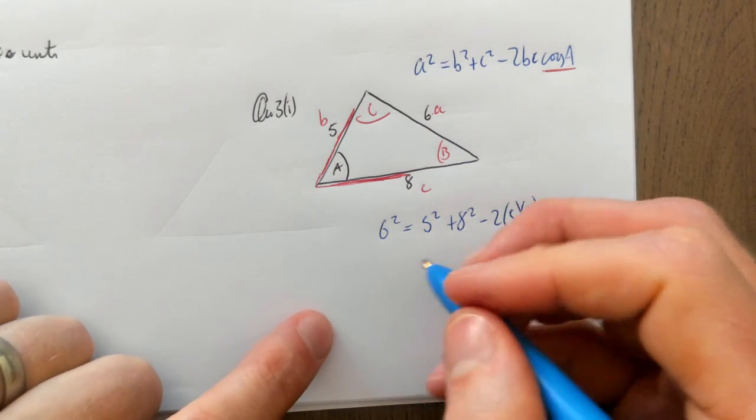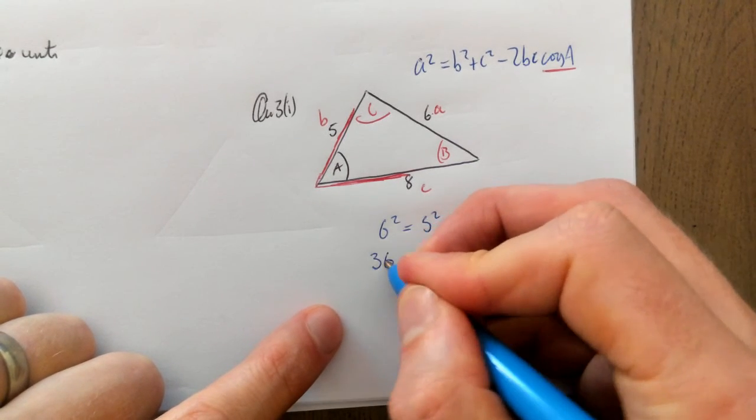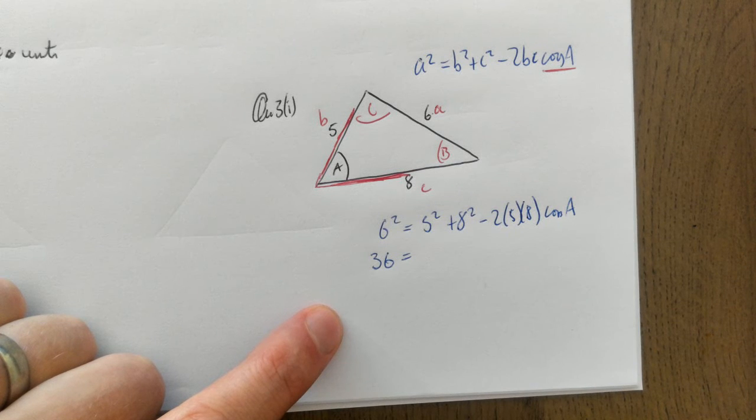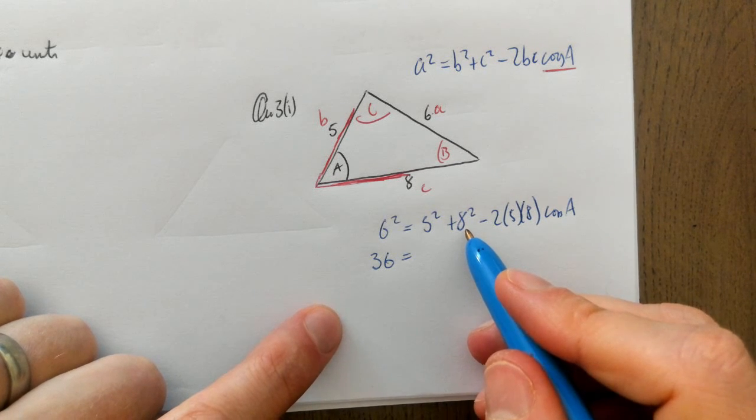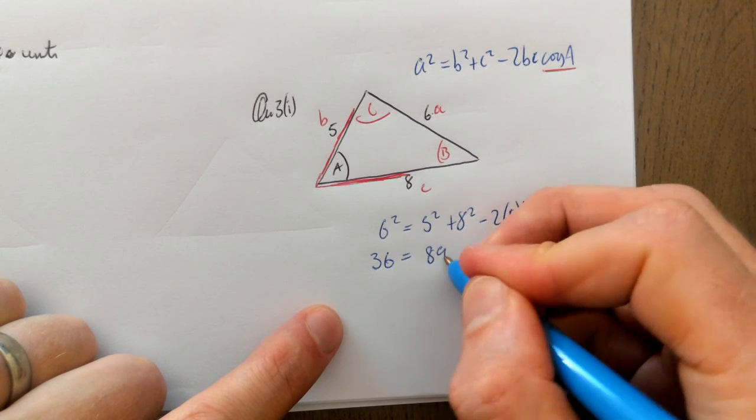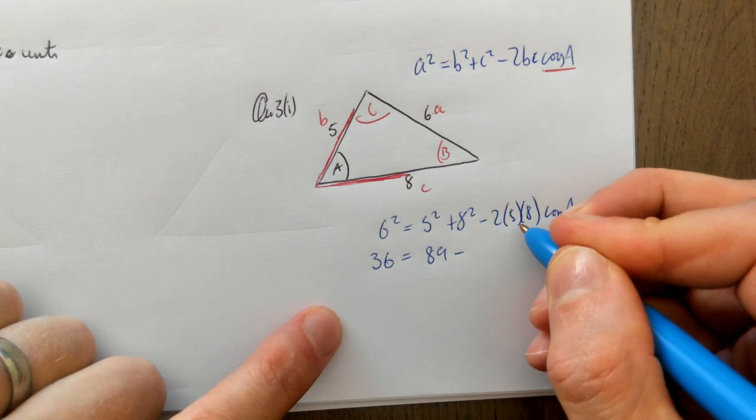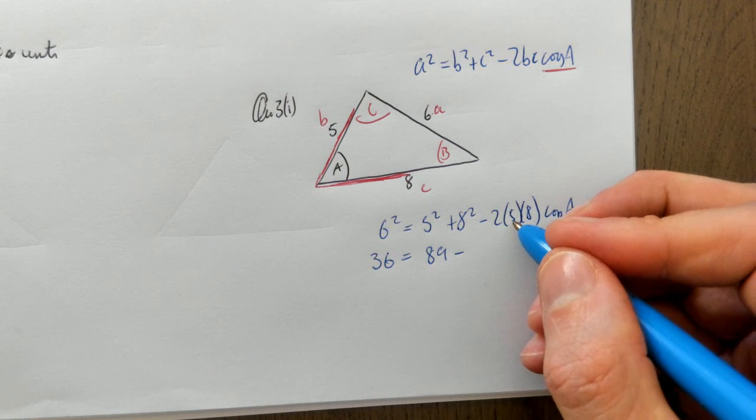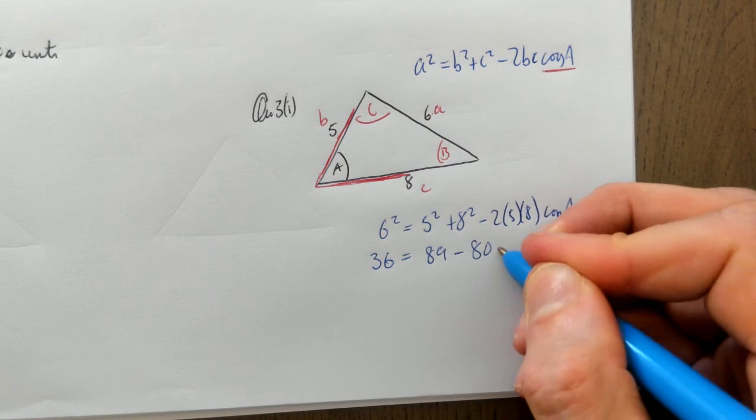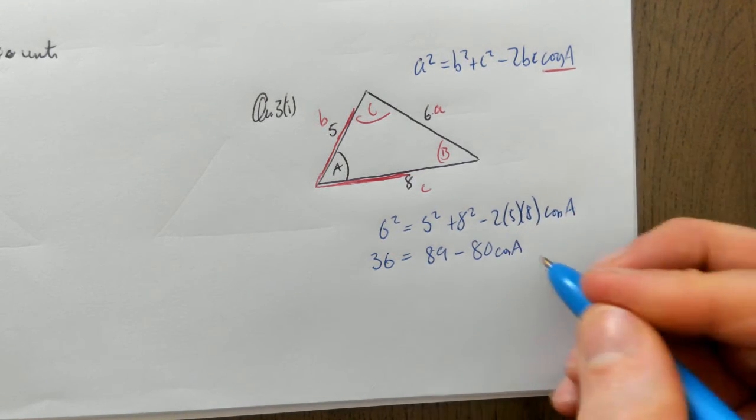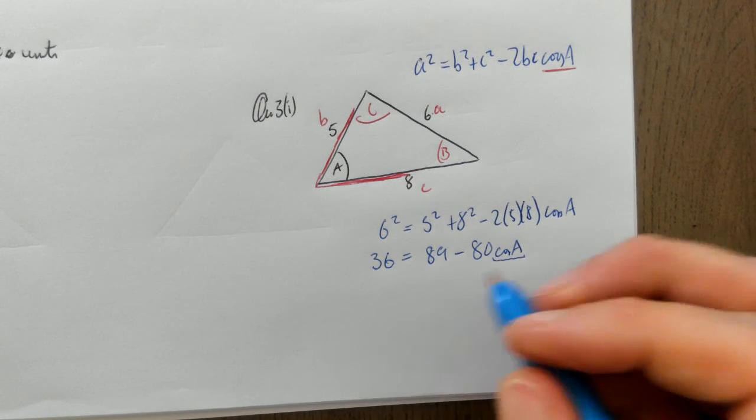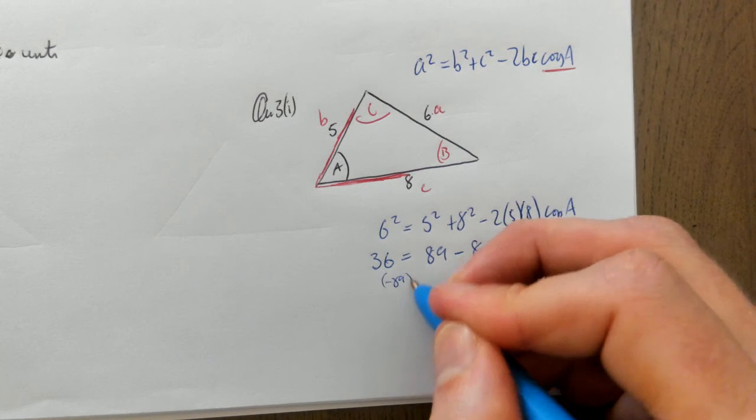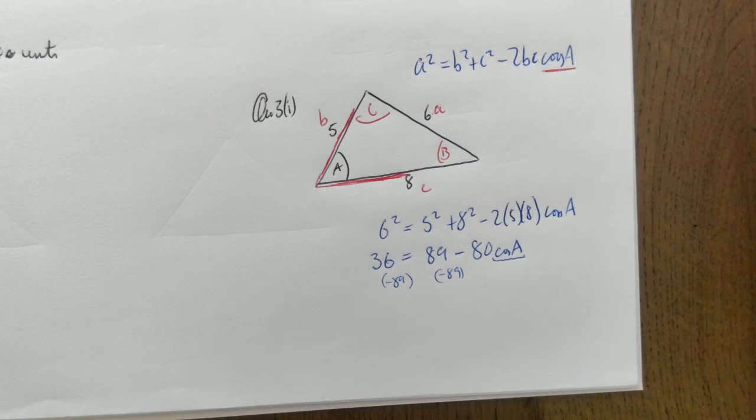Right, so let's tidy this up a bit. 36 is equal to 25 and 64, 89, minus 2 times 5 is 10, times 8, minus 80 cos a. Then we're solving an equation, trying to make this the subject of the equation. Take away 89 from both sides.